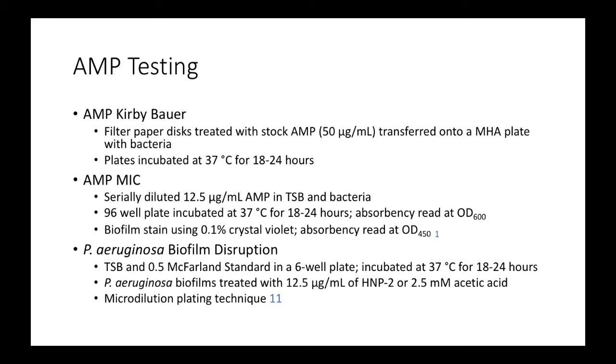The last procedure was the biofilm disruption trials, in which pre-formed P. aeruginosa biofilms grown on contact lenses in 6 well plates were treated with AMP, acetic acid, or saline for the growth control. Samples of the planktonic solution were taken every 20 minutes after the initial treatment. At the end of the 2-hour treatment period, the lenses were swabbed. The microdilution plating technique, in which serially diluted samples are plated on dry TSA plates, was used to quantify results.